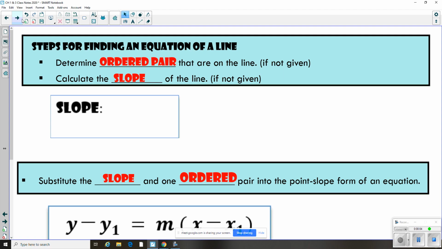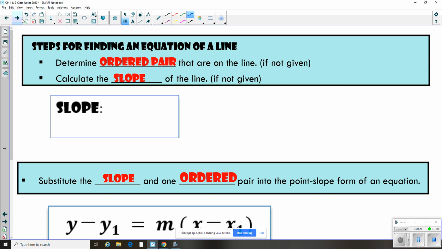Okay, so remember when you have the equation of a line, you need an ordered pair, and then you're going to calculate the slope if it's not given. So first thing when we're talking about lines is you want to have an ordered pair, and then you want to have the slope. So anyone remember how to find the slope of two ordered pairs?